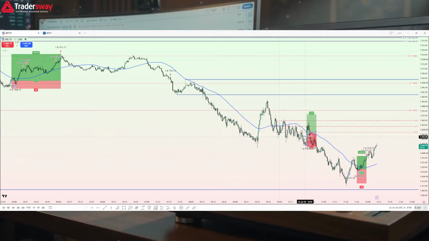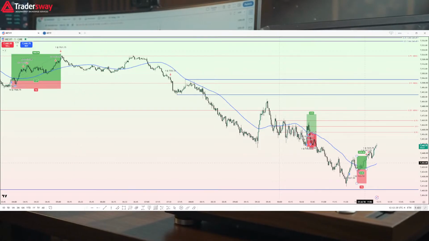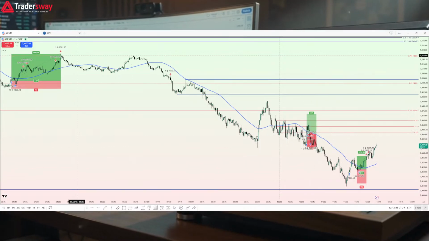If I wasn't losing this position, I would keep it. I closed it to recover from this one.